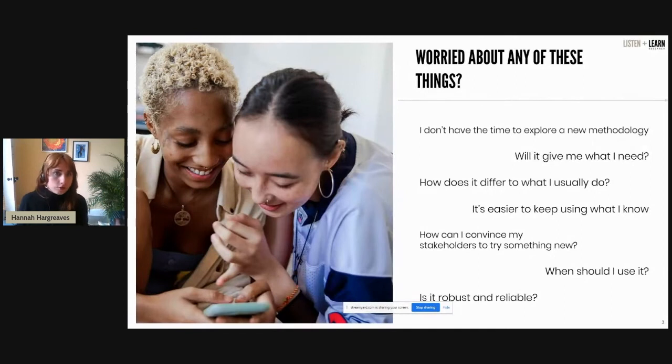But what's trickier is actually knowing when to use social insight. When might you pick social over those more tried and trusted primary research solutions?